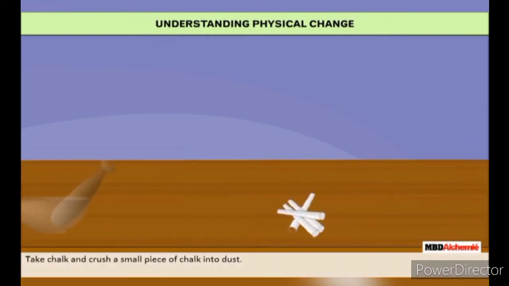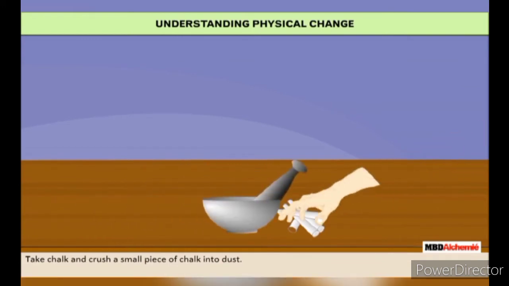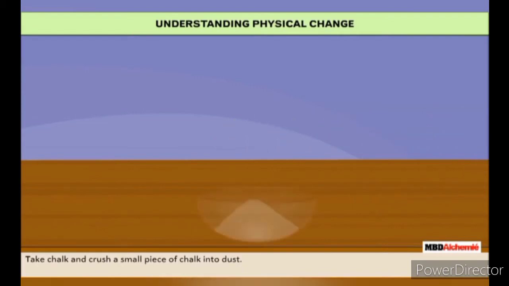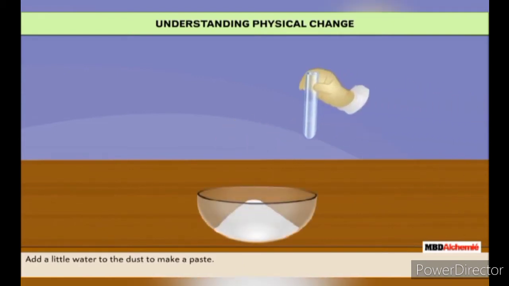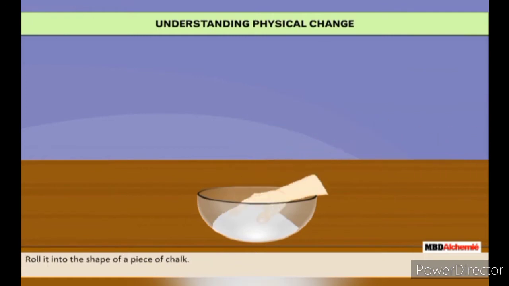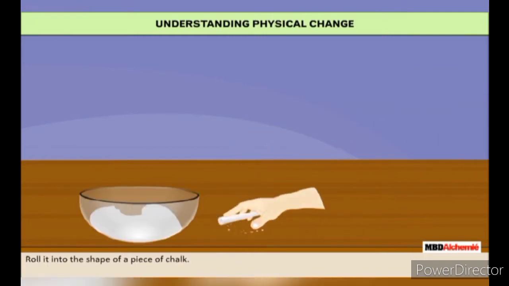Take chalk and crush a small piece of chalk into dust. Add a little water to the dust to make a paste. Roll it into the shape of a piece of chalk. Let it dry. Did you recover chalk from the dust? Yes, you will obtain the chalk. This kind of change is a physical change.